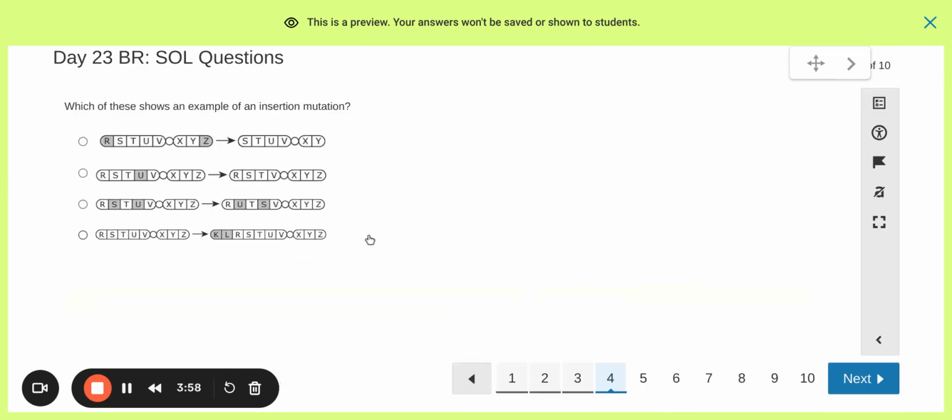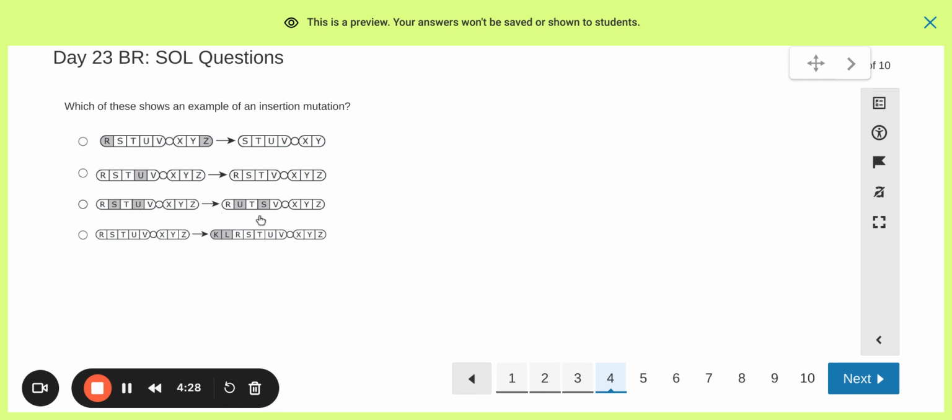Number 4, which of these shows an example of an insertion mutation? So we have RSTUV-XYZ, and then we have STUV-XY. So we lost R and Z, so that's a deletion. Then we have RSTUV-XYZ, and then we have RSTV-XYZ. That's also a deletion.